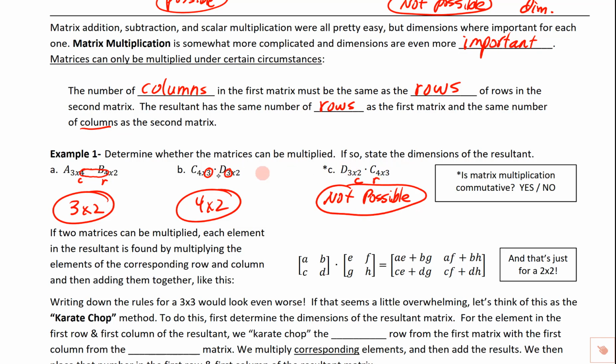So my question for you is, is matrix multiplication commutative? Can you move things around like you can with regular old numbers? And the answer to that is no. Matrix multiplication is not commutative.